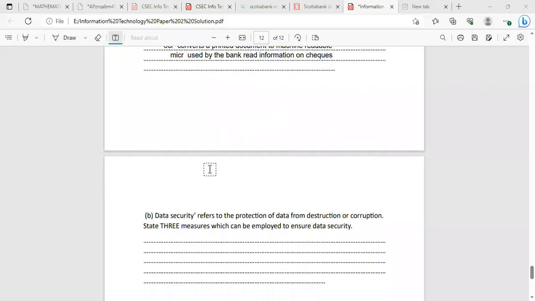All right, it says data security refers to the protection of data from destruction or corruption. Say three methods we can employ to ensure data security. This is very important. Remember, you have identity theft and all of these things. So you can use fireproof cabinets for storing tapes. That's one thing. You don't want people to get to your data. So you can use a fireproof cabinet, in case of fire or anything.